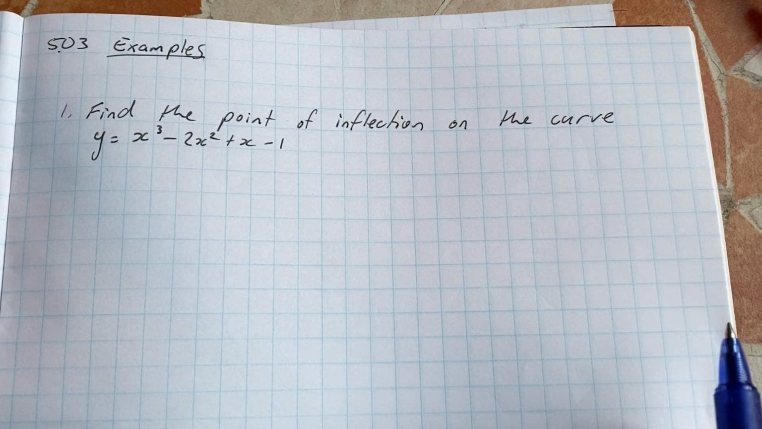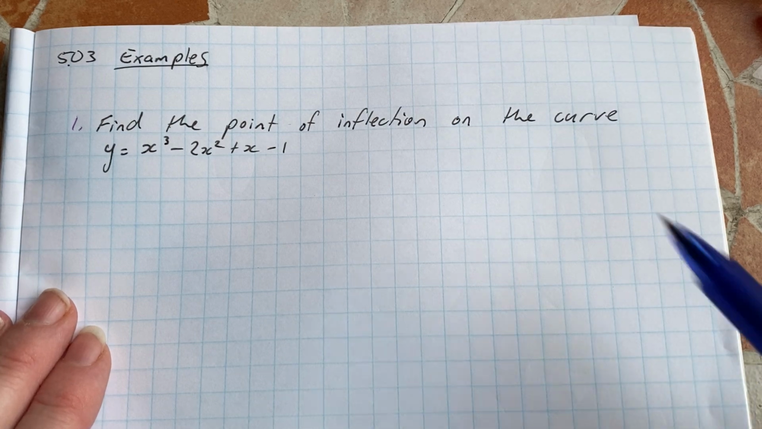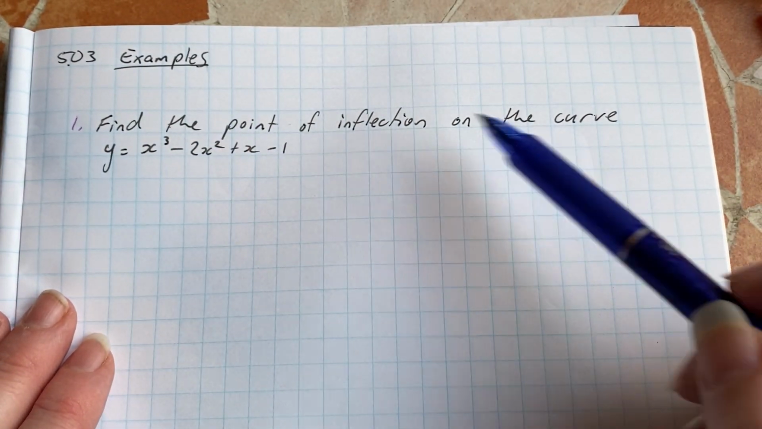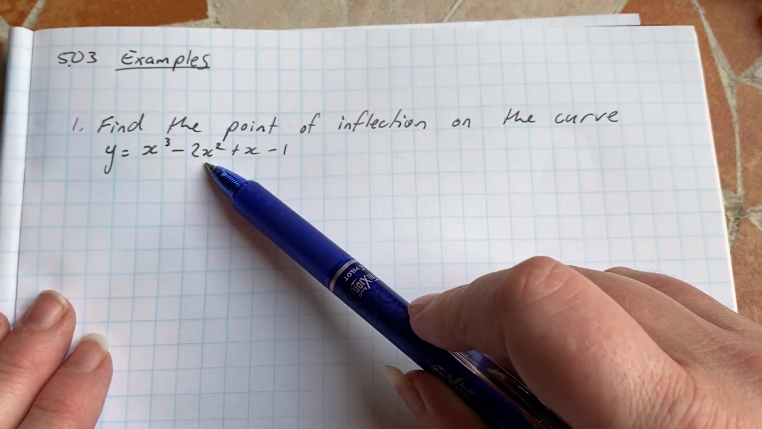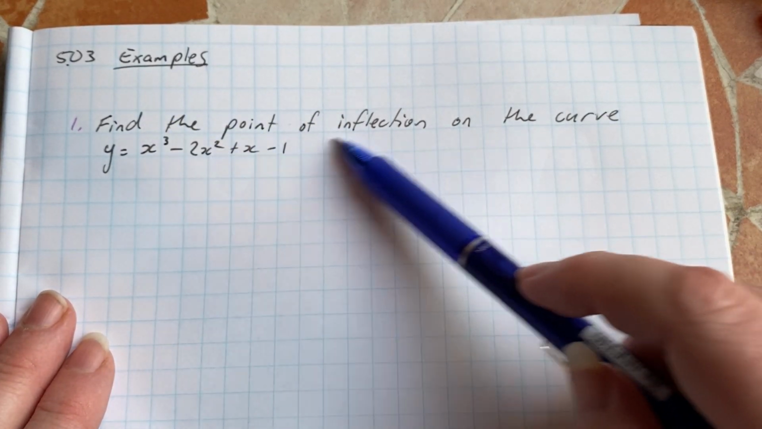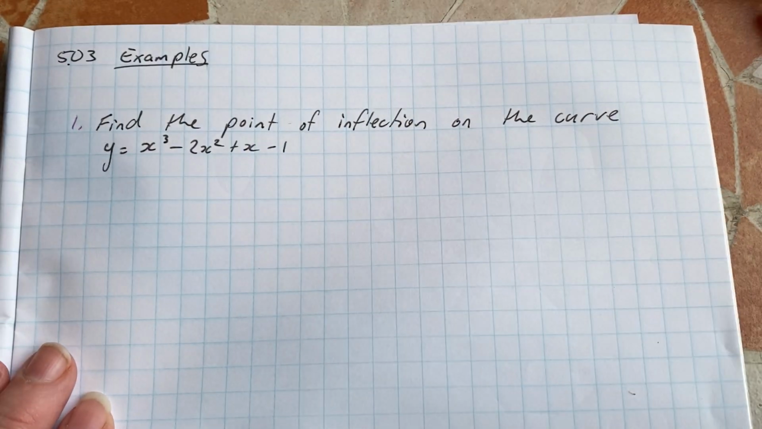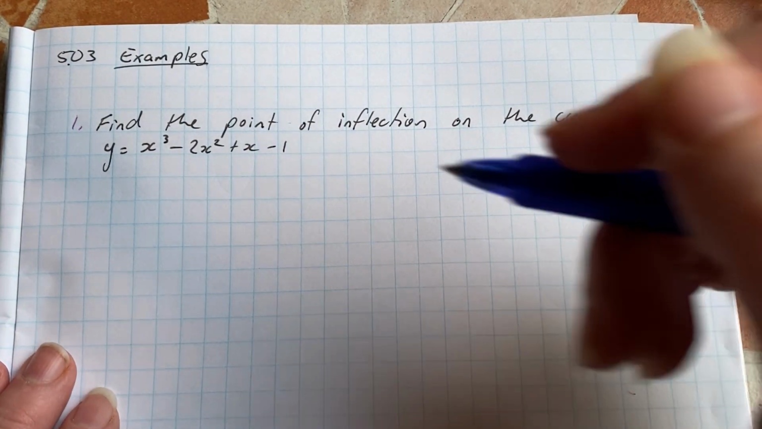Okay, here are some worked examples on points of inflection for exercise 503. So the first question is, find the point of inflection on the curve y equals x cubed minus 2x squared plus x minus 1. Now the question implies there is a point of inflection, which there is. It's not always guaranteed there is one, but here there is.